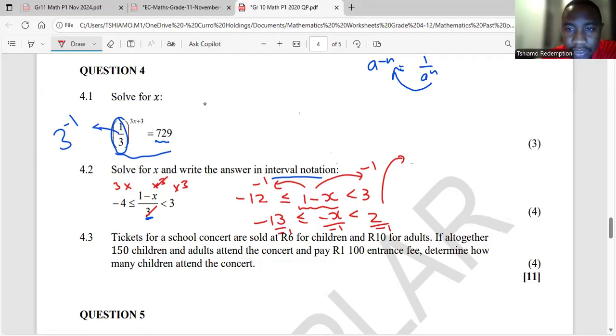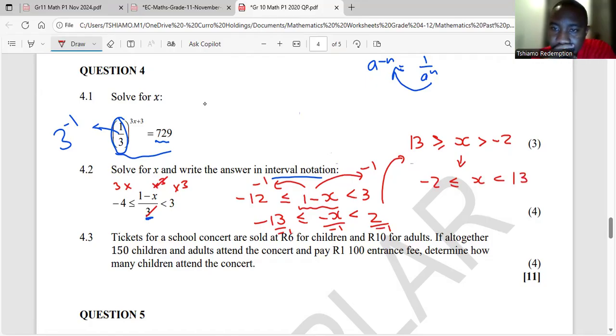So I'm going to have 13. X is less than 13 now. And then x is greater than negative 2. So if I were to write this in a proper way, now this one comes this side. Now that one comes that side. No, I'm missing the sign. And this one like that.